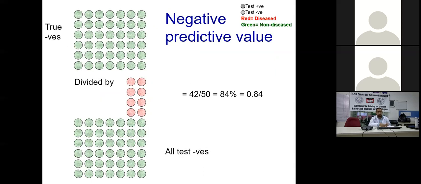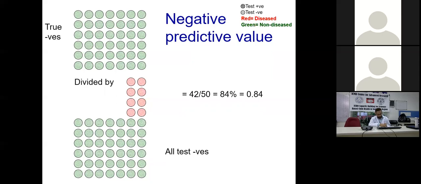Negative predictive value is true negatives divided by all test negatives. So amongst those who are test negative, that means amongst those who are say CRP negative, what proportion are truly negative? So in our example, that is 42 by 50, which is 84% or 0.84. Again, please try to remember this figure, 84%, because it's going to come in another exercise that we're going to do in a short while.